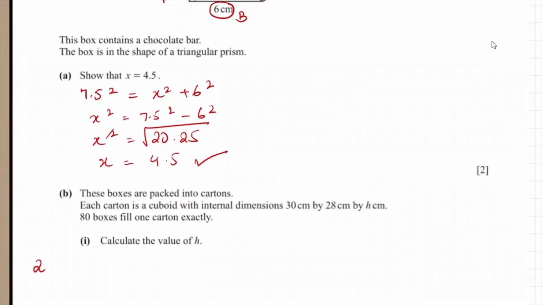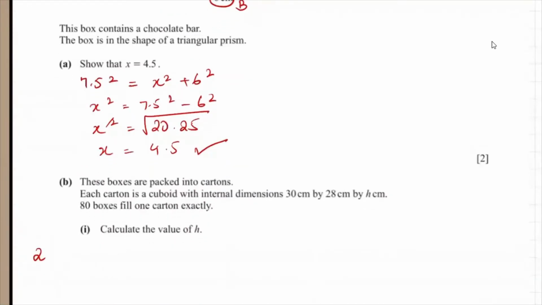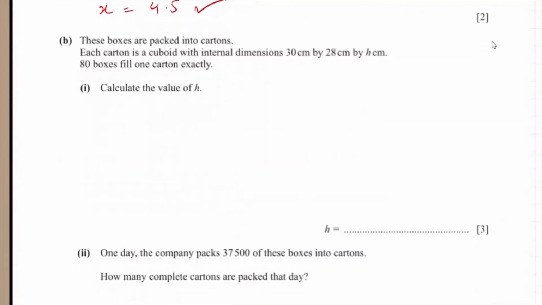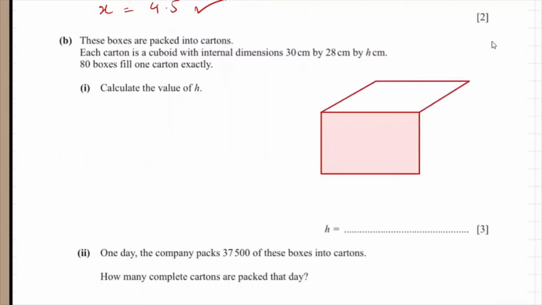The second part of the question says these boxes are packed into cartons. Each carton is a cuboid with internal dimensions 30 by 28 by h. So first of all, we're going to make a cuboid so that it's easier for us to figure it out. So this is my cuboid and I'm going to write down the measurements as given in the question. The length is 30 centimeters, breadth is 28 and height is h. We have to calculate h.